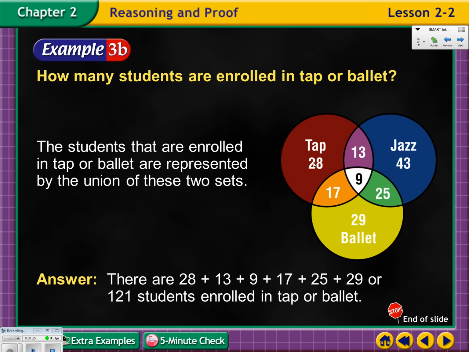There are 28 people in tap, 13 people in tap, 9 people in tap that are also in ballet, 17 that are in both, 29 in ballet, and 29 and 25 over here. We're actually combining all of those because it is an or statement. That means it can be in either of the circles to be counted. That would be 121 students.